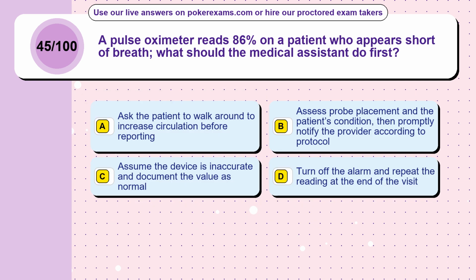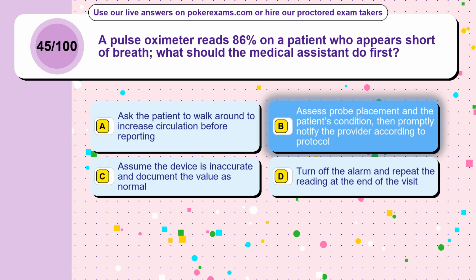Question 45. A pulse oximeter reads 86% on a patient who appears short of breath. What should the medical assistant do first? Option A. Ask the patient to walk around to increase circulation before reporting. Option B. Assess probe placement and the patient's condition, then promptly notify the provider according to protocol. Option C. Assume the device is inaccurate and document the value as normal. Option D. Turn off the alarm and repeat the reading at the end of the visit.